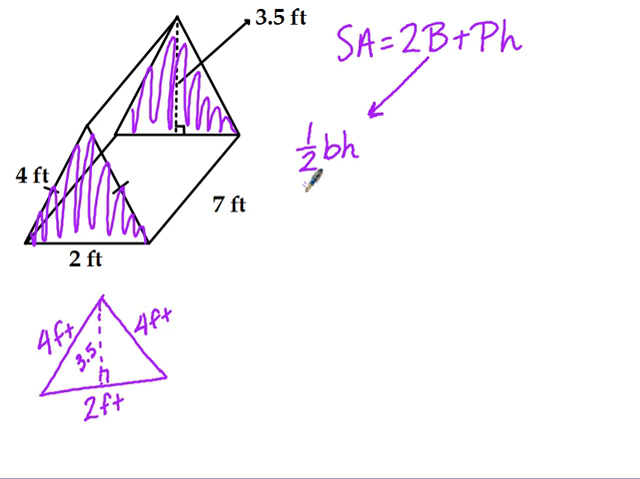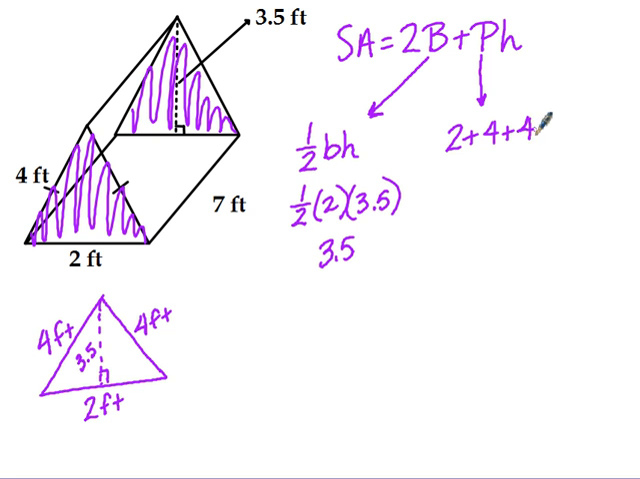So this is going to be 1/2, my base is 2, my height is 3.5. When I plug that into the calculator, that equals 3.5. The perimeter of that triangle, the perimeter of my base, is just 2 plus 4 plus 4, and that gives me 10. And then the height, remember the height is the distance between the 2 triangles. So the height there is going to be 7. So remember, this height and this height are different. They are not the same.